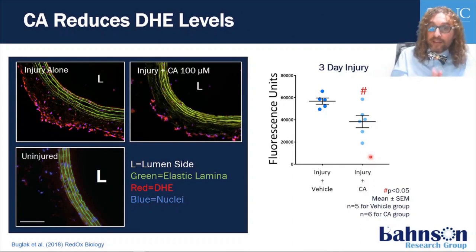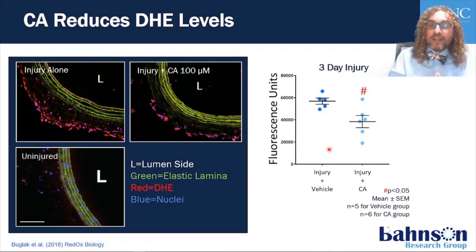The second thing that we looked at was levels of DHE fluorescence, which indicates levels of superoxide. Superoxide reacts with DHE, forming 2-hydroxyethidium, which is a fluorescent product that correlates with superoxide levels. Again, the first thing that we see is that after injury, there's a significant increase in red fluorescence in the arterial wall compared to uninjured vessels. This is expected because we know that vascular injury results in activation of NADPH oxidase 1, which produces superoxide. And when we treat the arteries with cinnamic aldehyde, we see a significant decrease in red fluorescence signal normalized by cells.